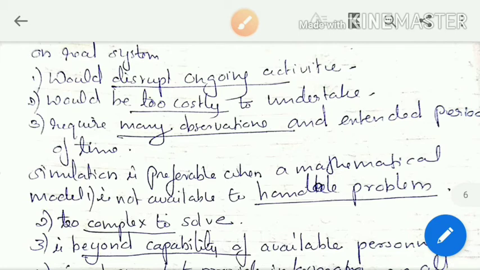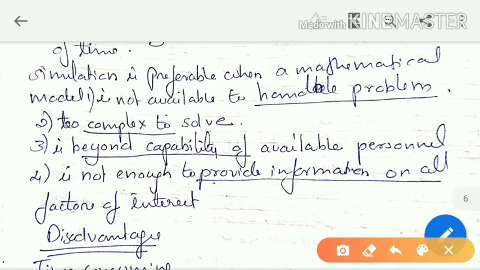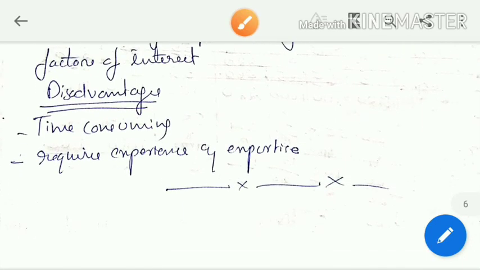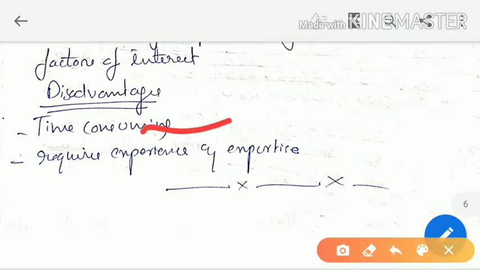So simulation is preferable when a mathematical model is not available to handle the problem, or it is complex to solve, and is beyond the capability of available personnel. So if personnel are not capable of doing the mathematical model for a real problem, we can use simulation. And if it is not enough to provide information on all factors of interest, we use simulation. Now the disadvantage of simulation: it is time consuming and requires experience and expertise.